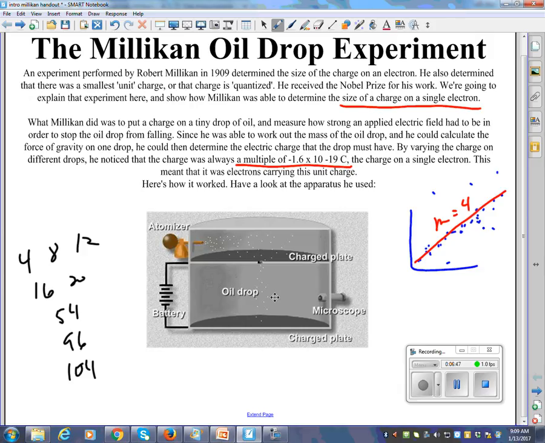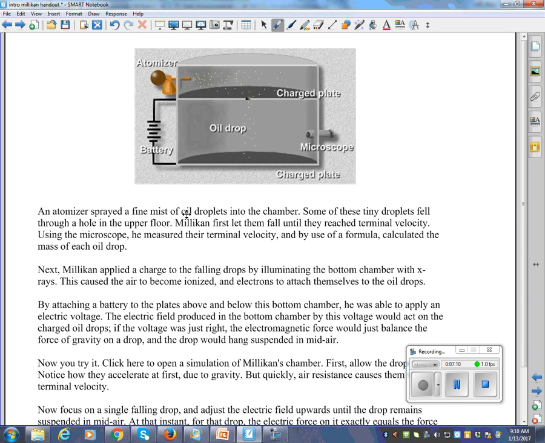This picture you guys have probably seen, right? Or one similar to this? This atomizer is really just a spray bottle. And he sprayed these little dots in here, and they fell through here, and gravity would pull them down, and it would be hooked up to a battery. You guys know all this already. So an atomizer sprayed a fine mist of oil droplets into the chamber. Some of these tiny droplets fell through a hole in the upper floor.